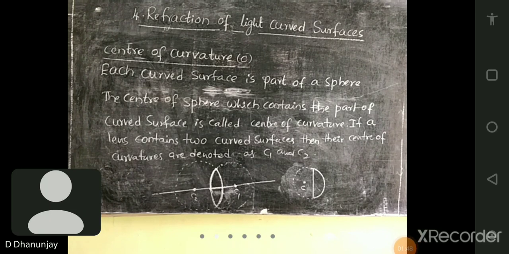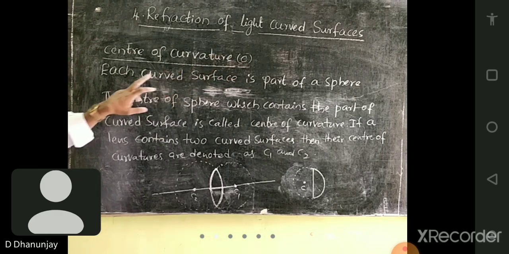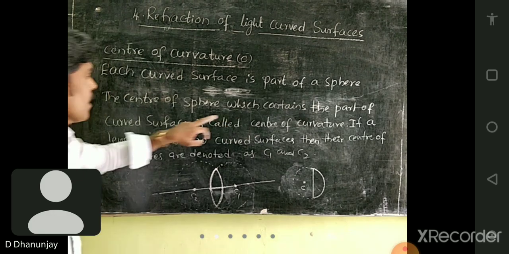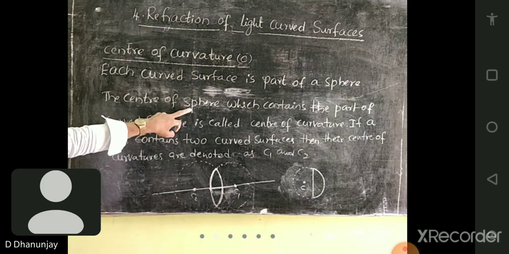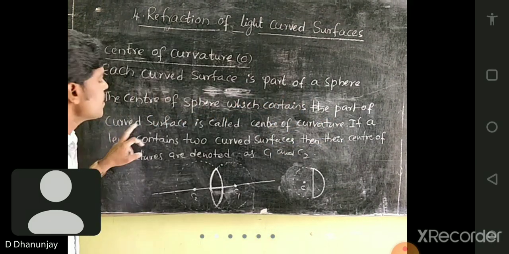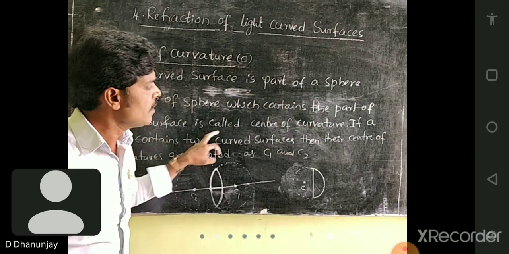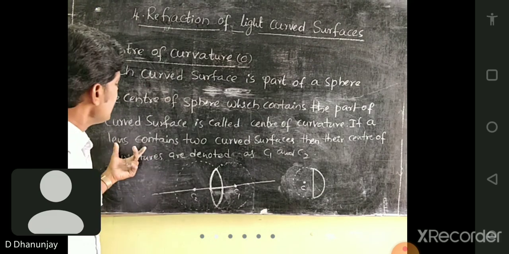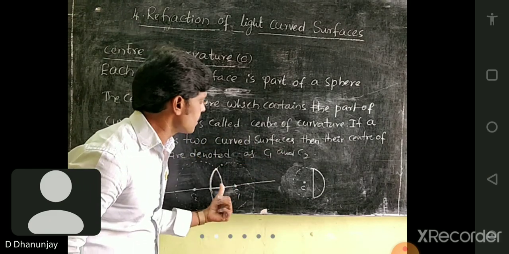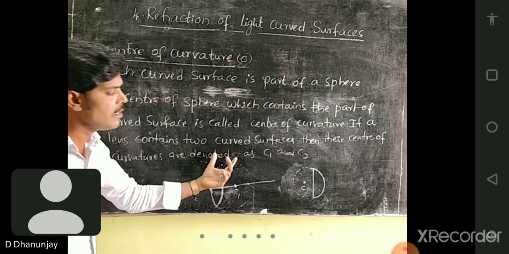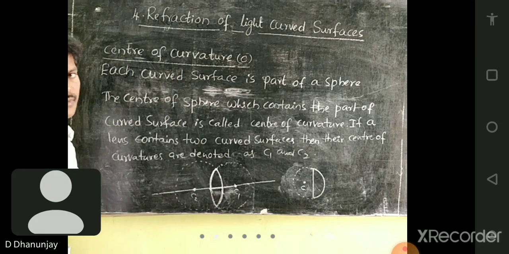Center of curvature. It is denoted by C. Each curved surface is a part of a sphere. The center of the sphere which contains the part of the curved surface is called center of curvature. If a lens contains two curved surfaces, their centers of curvature are denoted as C1 and C2.